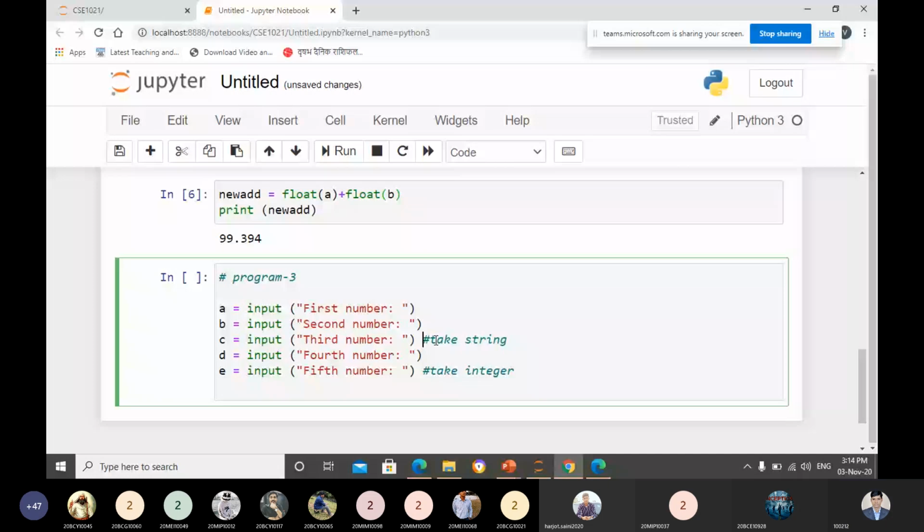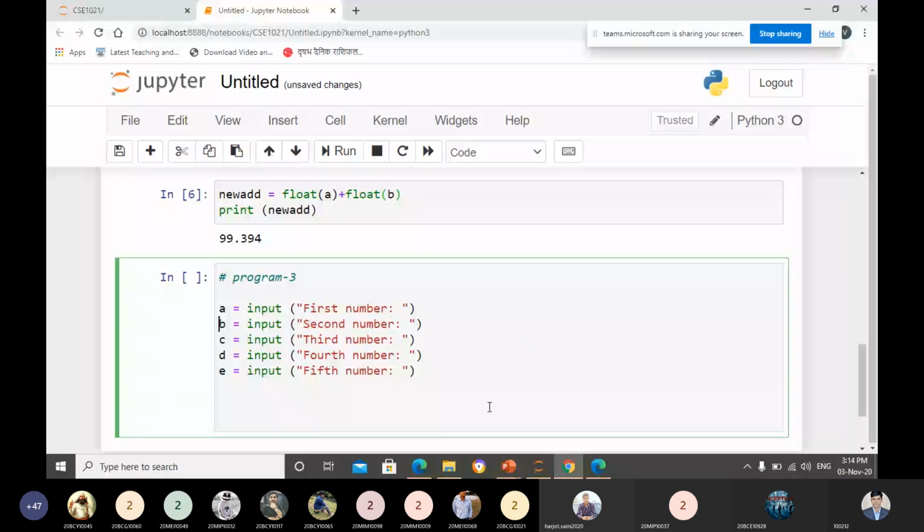Now tell me, should all these numbers be float or all integer? Let me clear one thing. Please tell me. Integer. If you want to take the input of all these values as integer, then after taking input, all these values must be converted into integer and then stored into A.